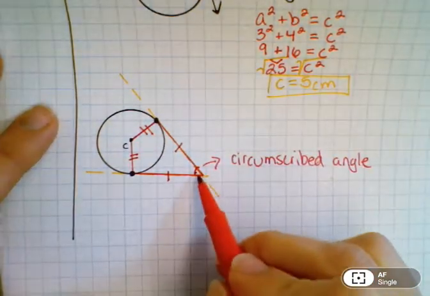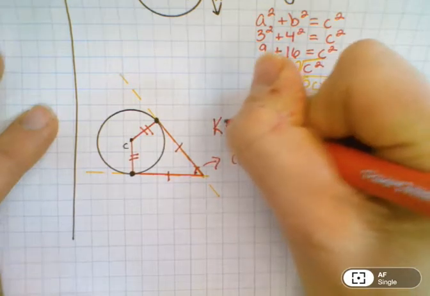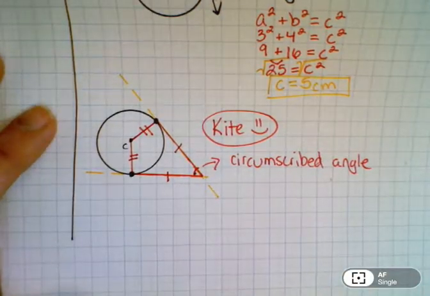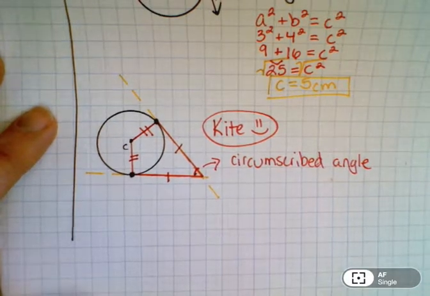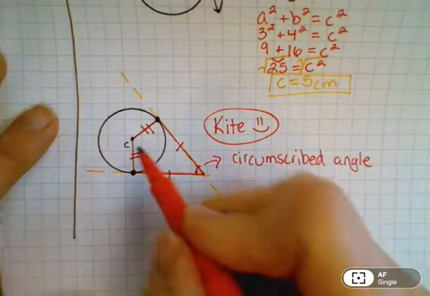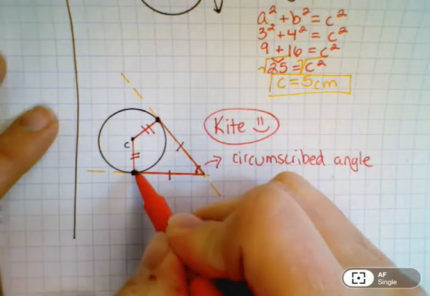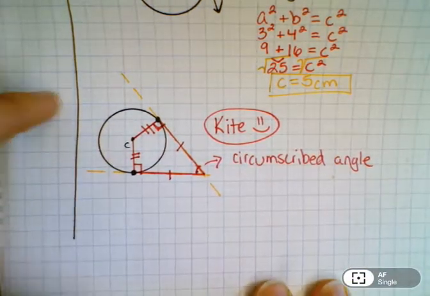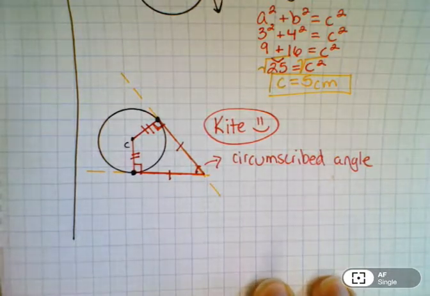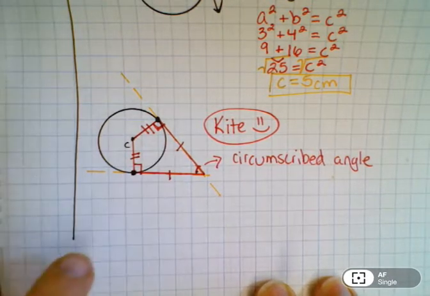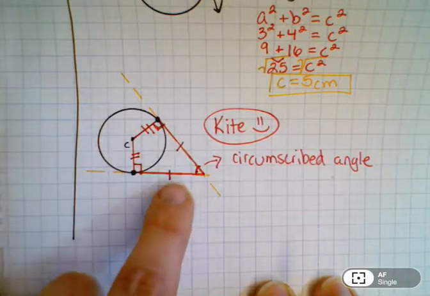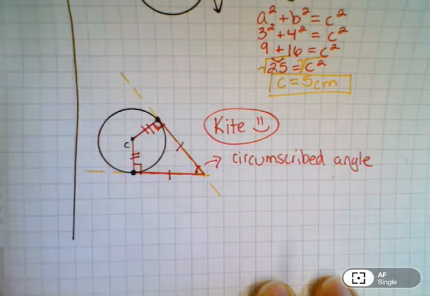So whenever you have a situation like this, a kite is formed. And kites have a lot of cool properties, but this is not just a regular kite, it's a special kite where both of these opposite angles are right angles. Why is that? Well, it's because of the tangent radius theorem. So we have an interesting kite. These two sides are congruent, these two sides are congruent, and these opposite angles are right angles.